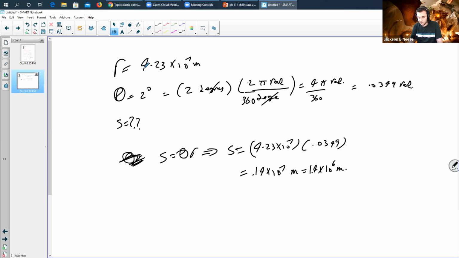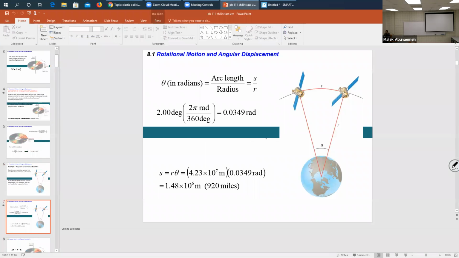Yep. Let's look. Your theta is going to be your arc length divided by R. So it's 2 pi divided by 360 multiplied by 2, so you get 0.0349 radians. You multiply it, and we get 1.48 times 10 to the 6 meters, which is 920 miles.